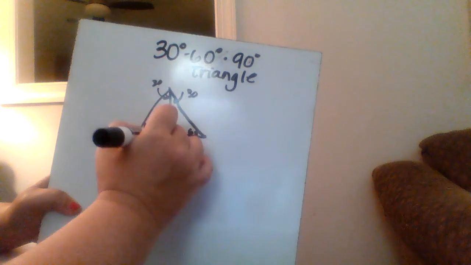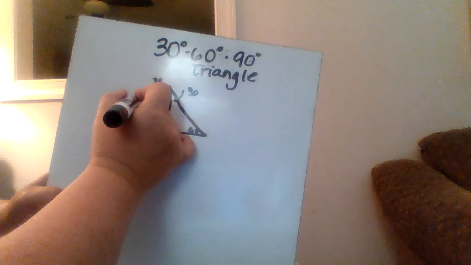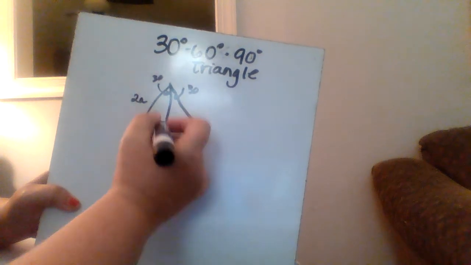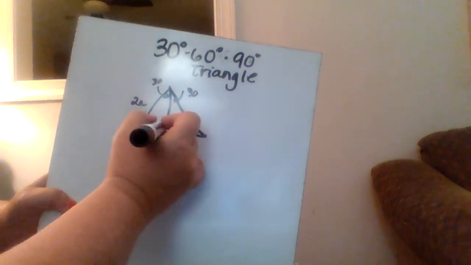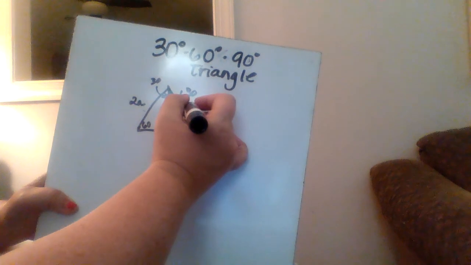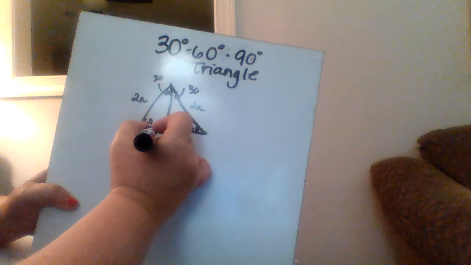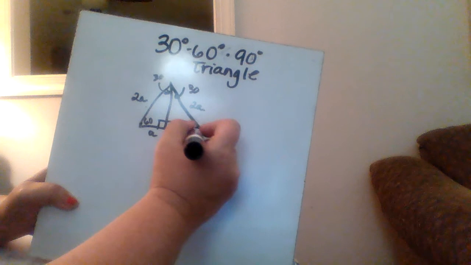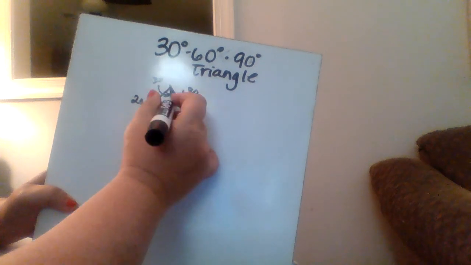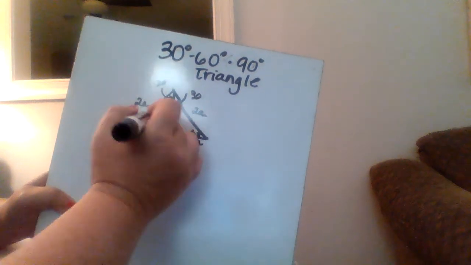Okay, we're going to call our hypotenuse 2a. This is the side that is across from the 90 degree angle. So this would also be 2a. And we're going to call this leg a over here, and then this leg would be b. Okay? So in this diagram, it has lengths of 2a.